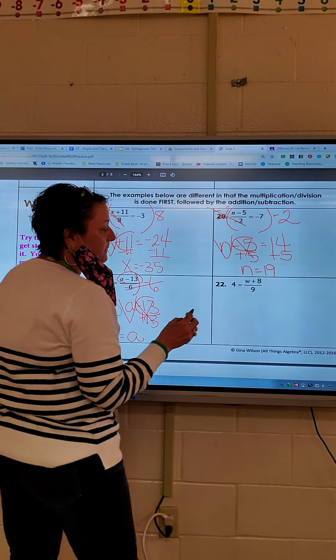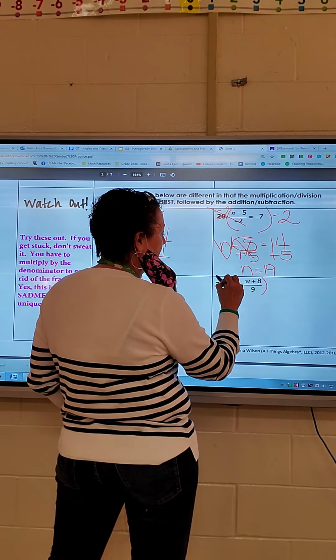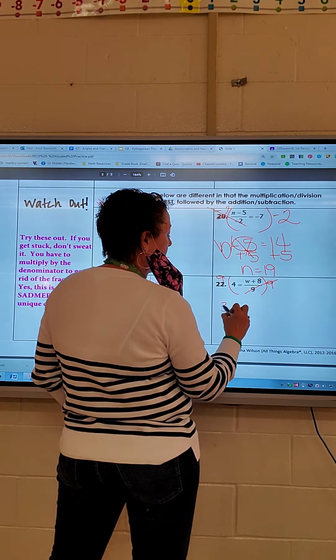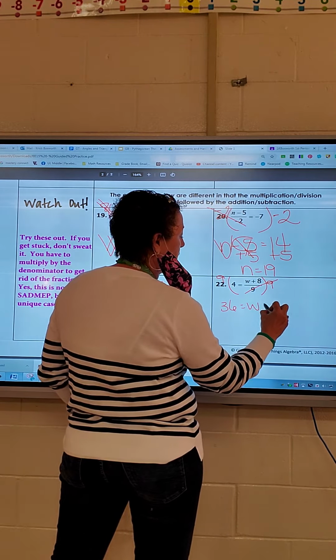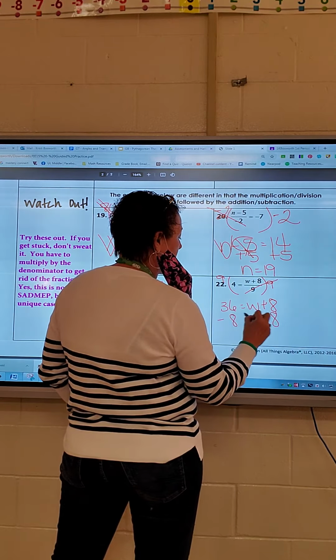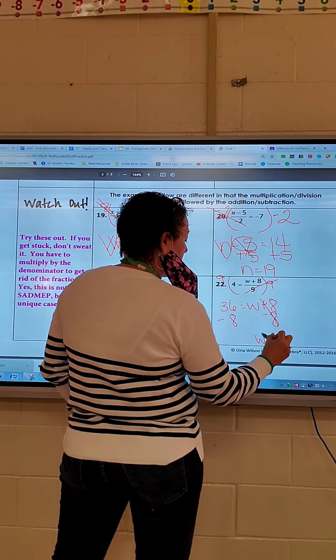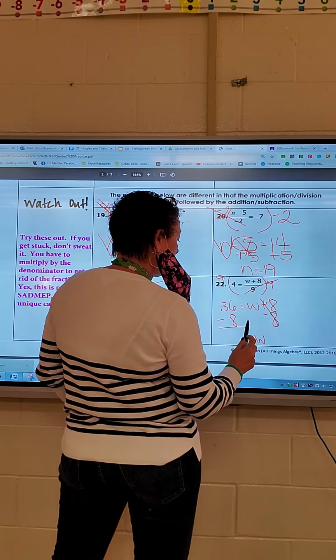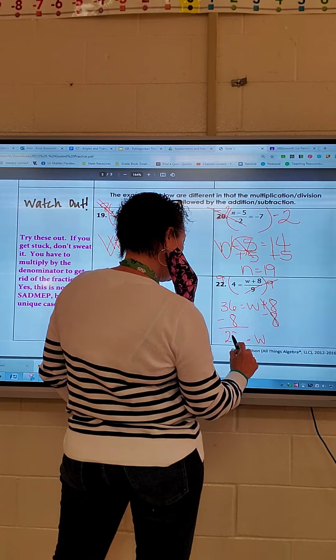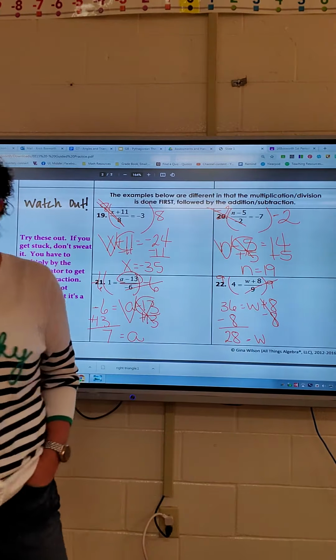All right, over here, we're multiplying both sides by a 9. So we get 36 is equal to W plus 8. Then we subtract 8 from both sides, and W equals 28. Questions?